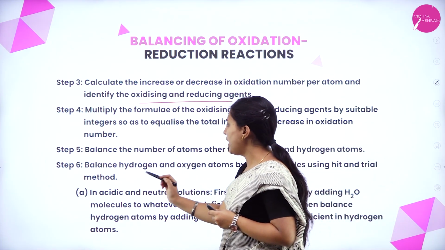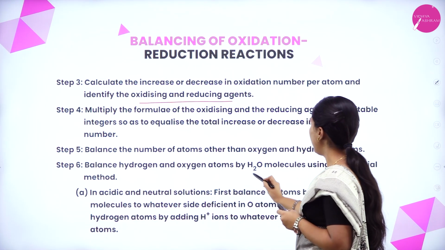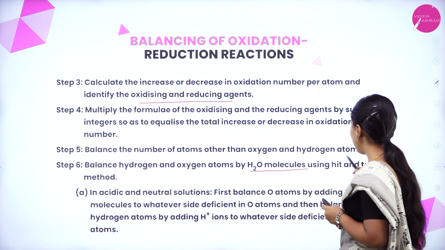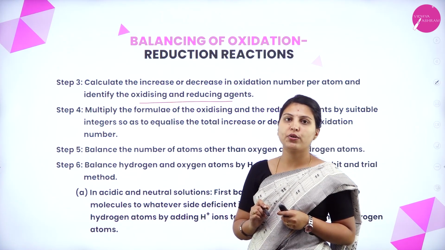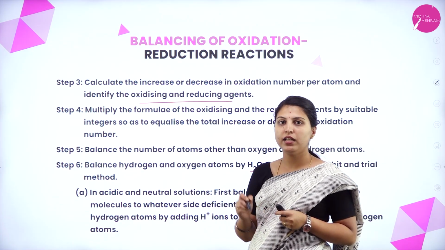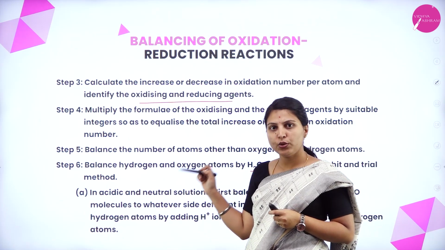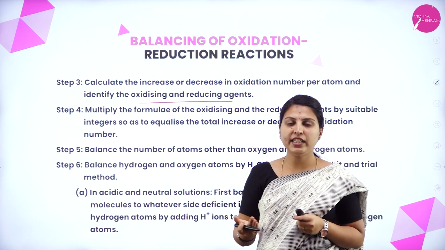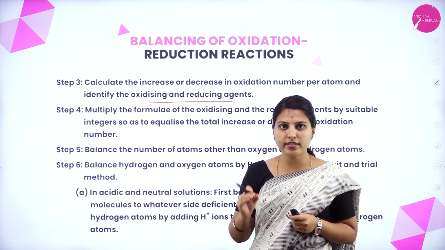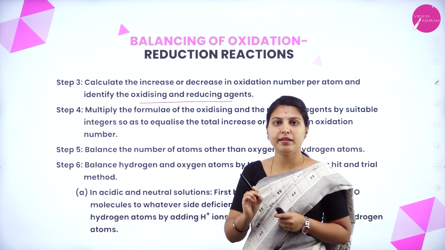Step 6, balance hydrogen and oxygen atoms by H2O molecules using the hit and trial method. After balancing the elements other than oxygen and hydrogen, in step 6 you have to balance hydrogen and oxygen by adding or removing water molecules, using the hit and trial method.